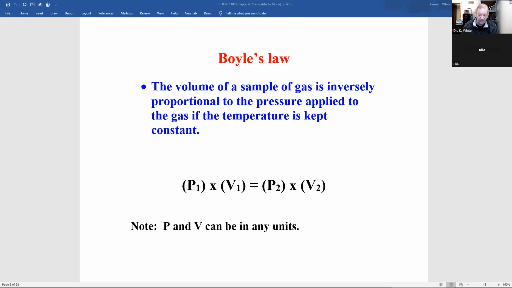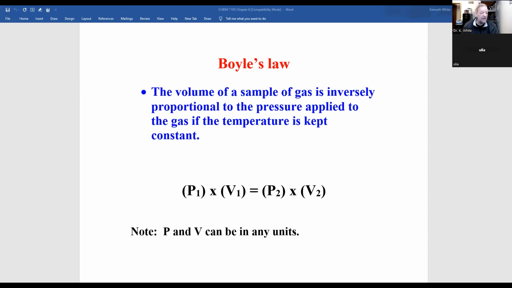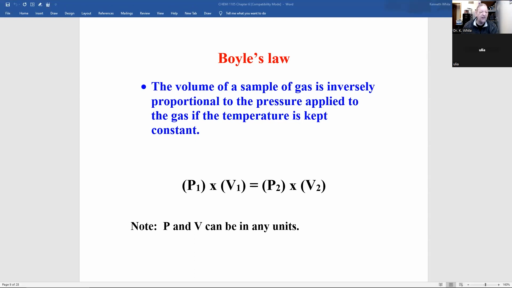times V2. Now, give me a second, actually more than a second, because I forgot to open up something. Bad, Dr. White.